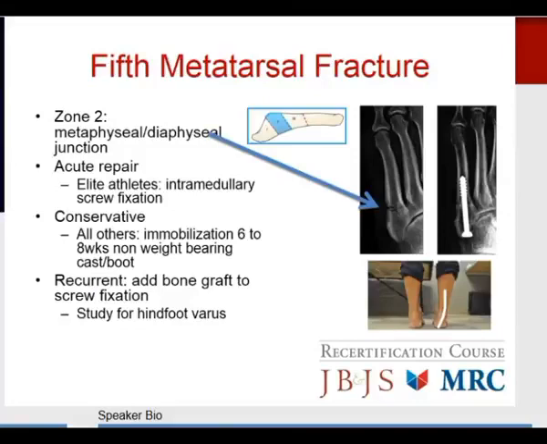If you are an elite athlete and you need to get back on the field sooner, we use intramedullary screw fixation along the course of that fracture itself, compress it, and allow it to heal sufficiently. If you're someone who's not an elite athlete and you have some time, those patients are more often treated conservatively. So you can treat Jones fractures conservatively by making them non-weight bearing anywhere from 6 to 8 weeks and then allowing progressive weight bearing thereafter.